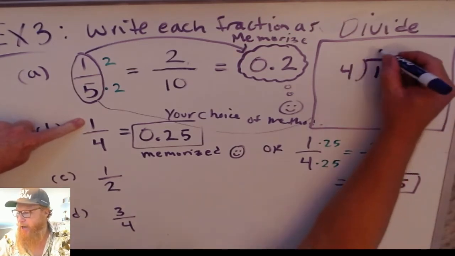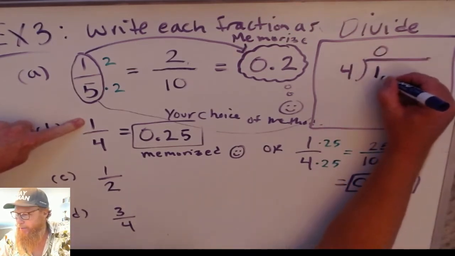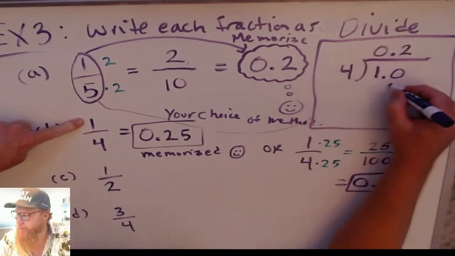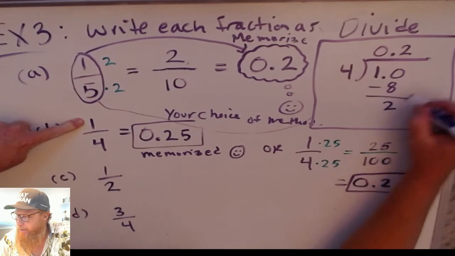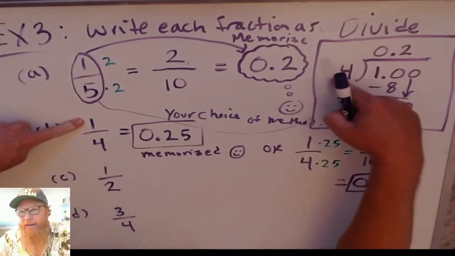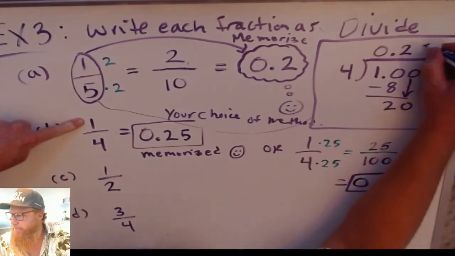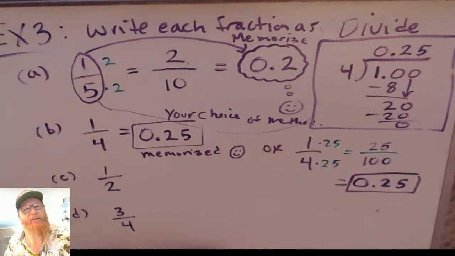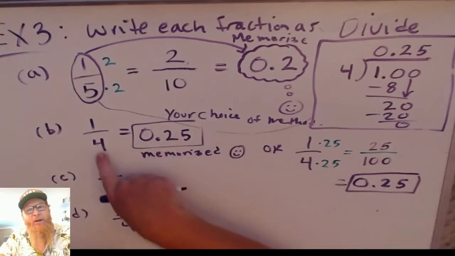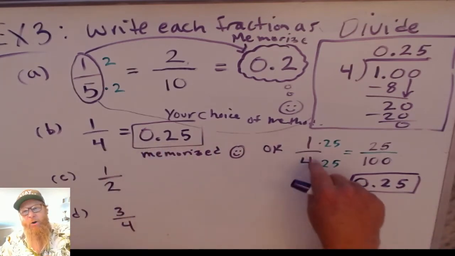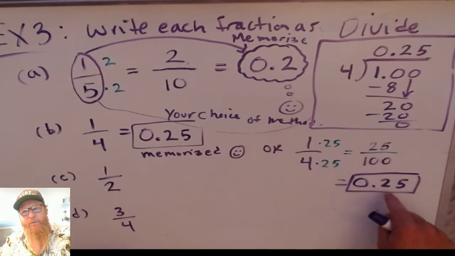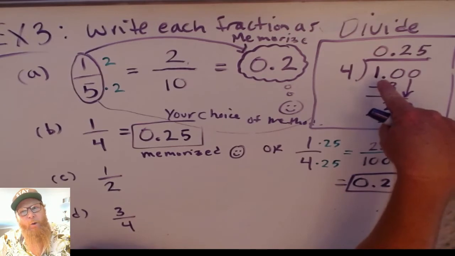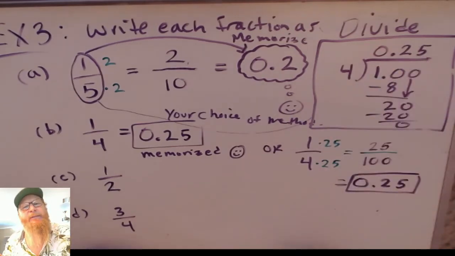Okay, 4 does not go into 1. 4 goes into 10 2 times. 2 times 4 is 8. Remainder 2. And then bring down a 0. 4 goes into 20 5 times. 5 times 4 is 20. And then stop when you get a terminating remainder of 0. So either way, a quarter, 25 cents. A quarter, 25 out of 100, 25 cents, or 0.25. Or 4 goes into 1, 0.25 times.